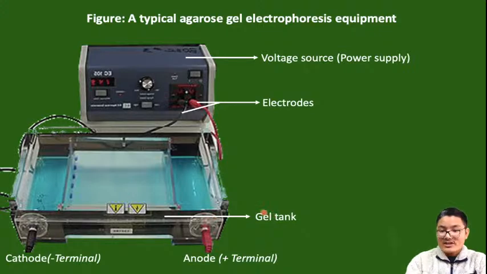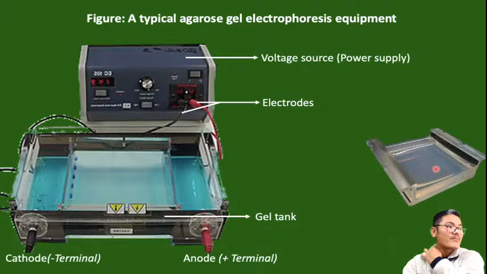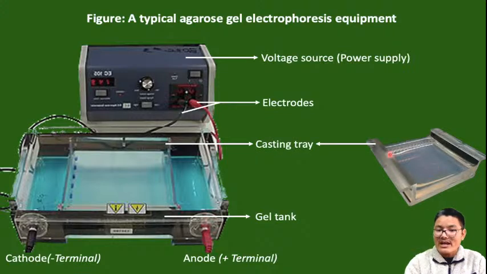The gel is first prepared separately by boiling. First we take water, distilled water or double distilled water, very clean, and in it we add agarose. Agarose is a carbohydrate which is available in the lab in the form of powder. After adding the agarose to the distilled water, boiling and mixing, we can prepare agarose gel by cooling it on this casting tray. This is known as the casting tray, used for preparation of the gel.